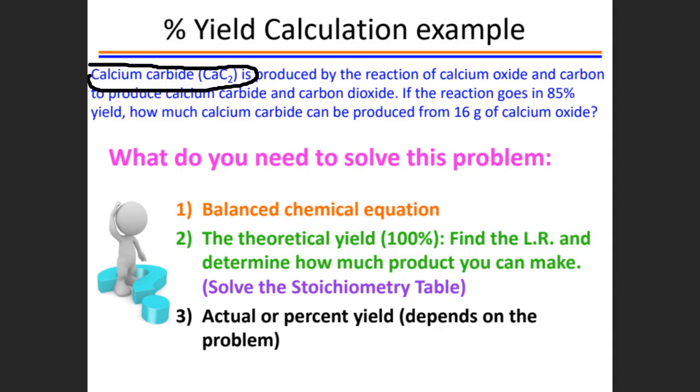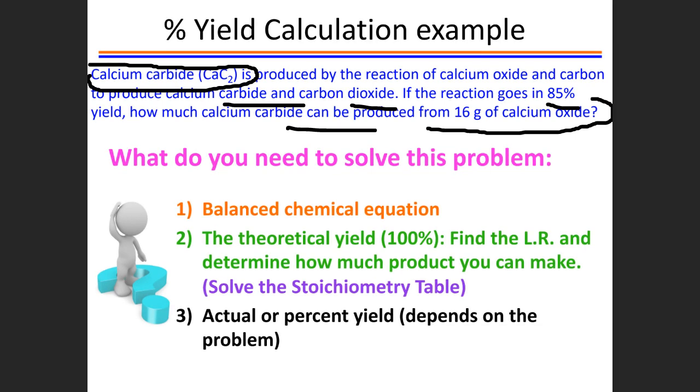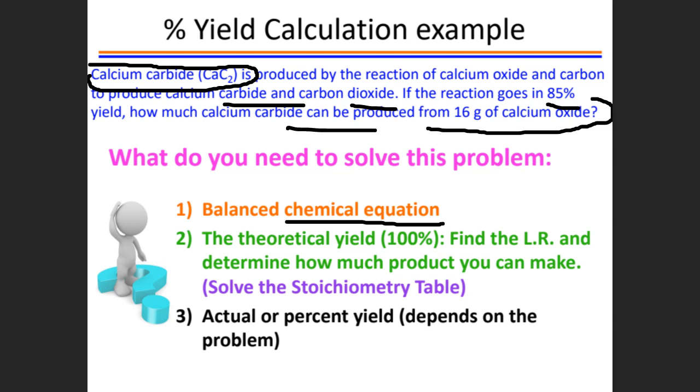So calcium carbide is one of the chemicals used to ripen fruit. It's produced by the reaction of calcium oxide and carbon to produce calcium carbide and carbon dioxide. If the reaction goes in 85% yield, how much calcium carbide can be produced from 16 grams? So you need to know the stoichiometry, correct? First you have to balance the chemical reaction. You have to find the theoretical yield, and then you will find the actual or percentage yield.